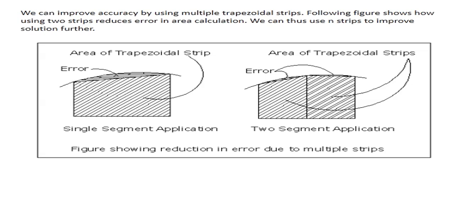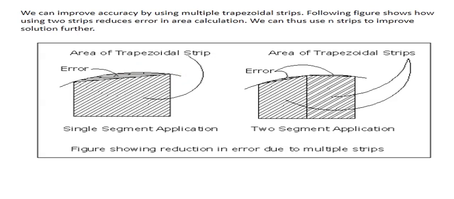Now let us study multiple strip application of trapezoidal rule. We can improve accuracy by using multiple trapezoidal strips. How this happens is shown in this figure. So let us say this is the single strip application. If we apply a single strip, then the area given by trapezoidal rule is this much. This is the area given by trapezoidal rule, and this part shows the error.